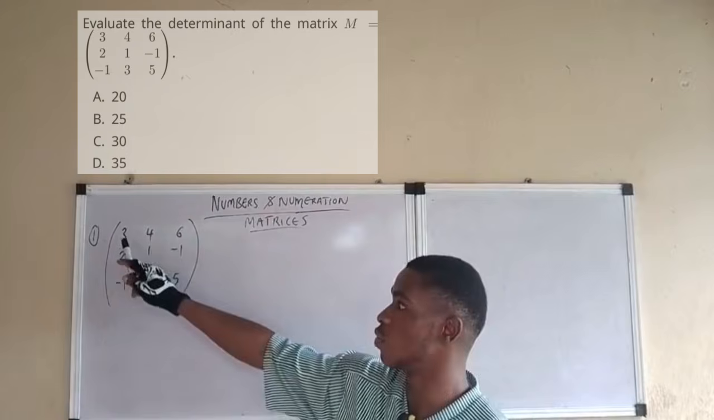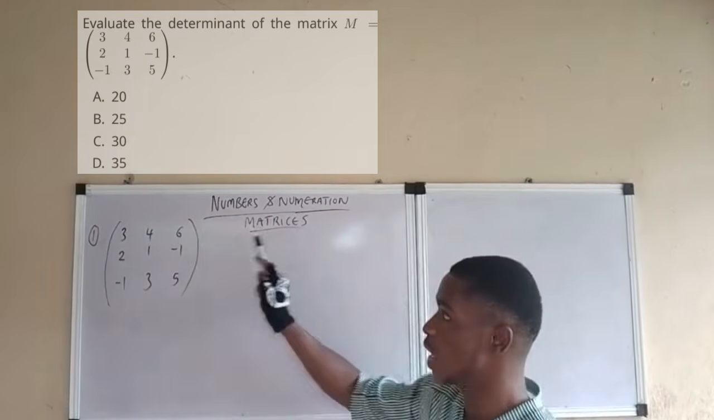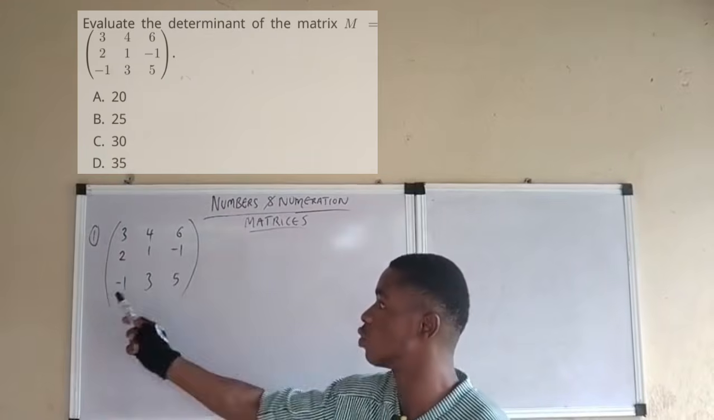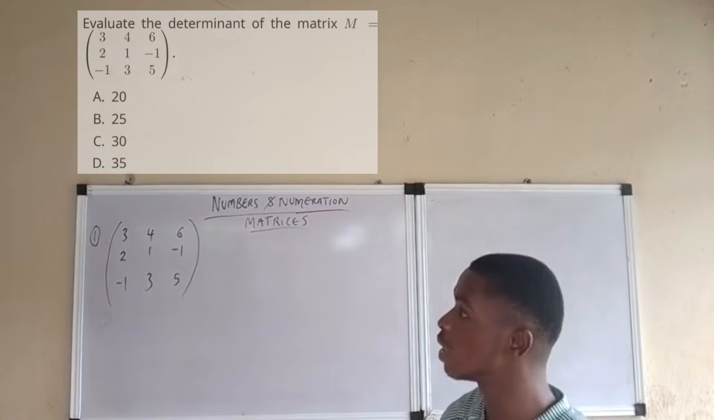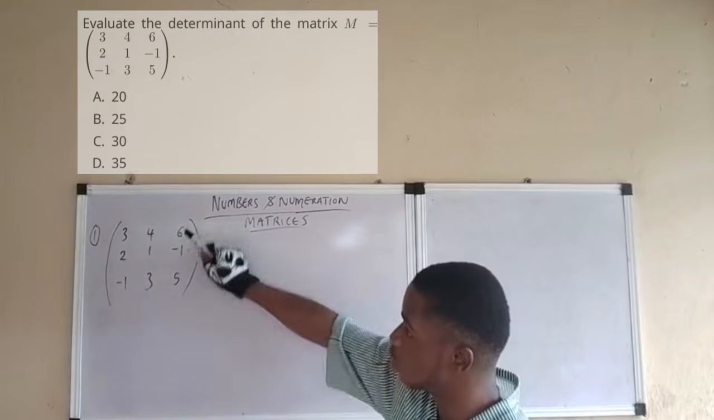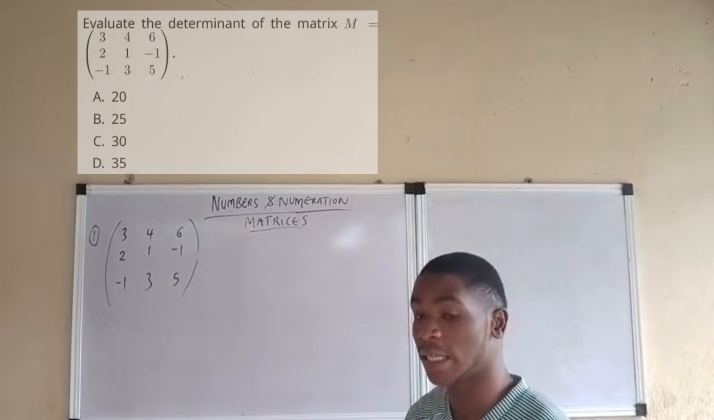So you count the number of rows it has. This is a row, all right? When you move horizontally, that's a row. So this is the first row, this is the second row, and this is the third row, all right? So it has 3 rows and 3 columns. When you move vertically, it's a column, the first column, second column, third column. So it's a 3 by 3 matrix.